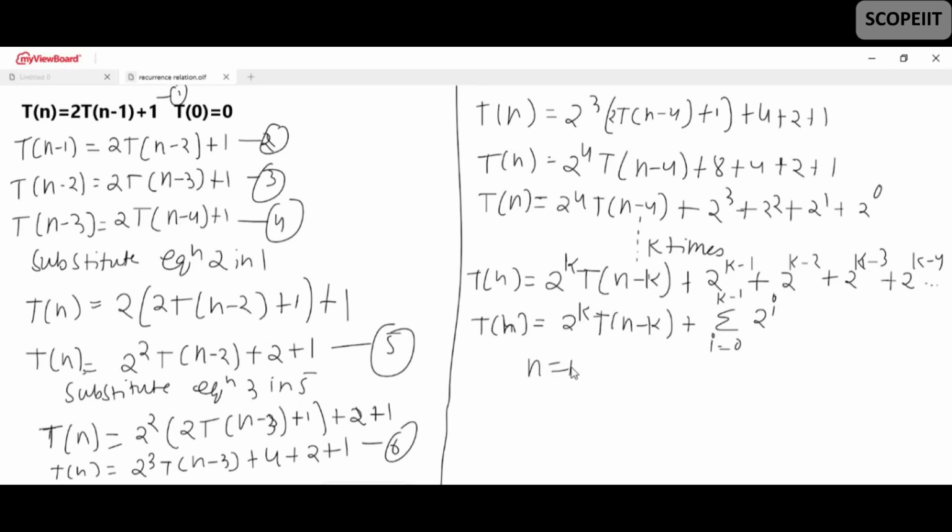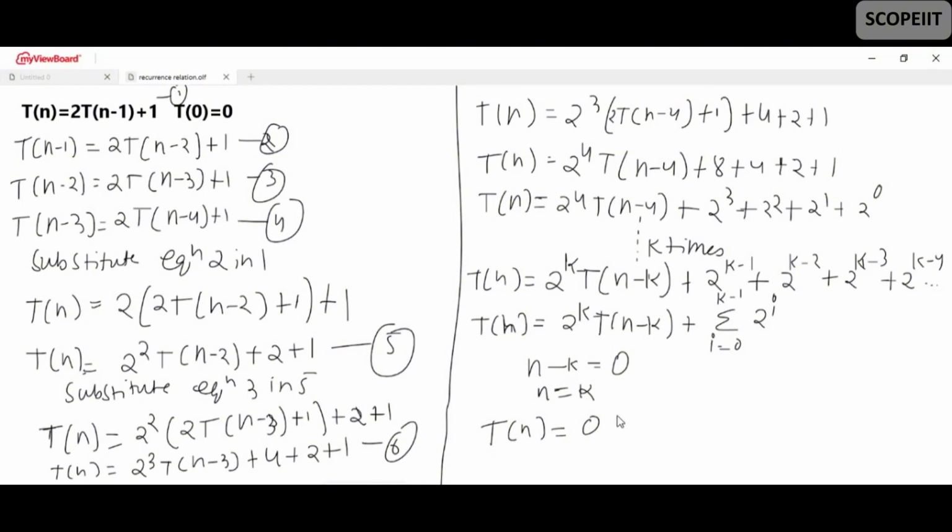Okay, so n minus k is equal to what we have, n minus k here. The initial condition is T of 0. So n minus k is equal to 0, so we can say n is equal to k. Correct. As n becomes equal to k, this term becomes T of 0, that means this whole term will become 0, because 0 multiplied by any number is nothing but 0. So T of n is equal to, now this term will become 0.